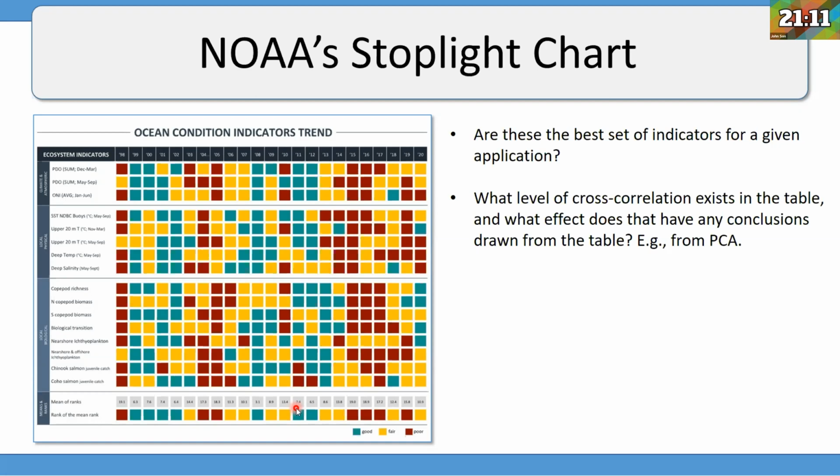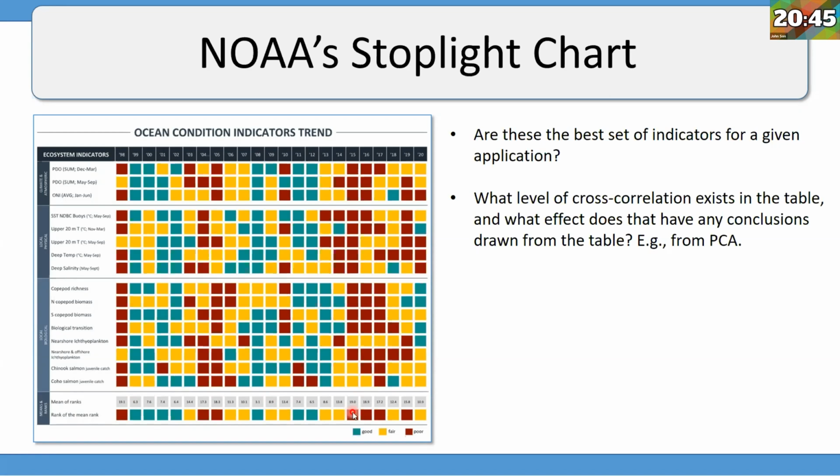If you've dealt with indicator data or ocean data at all, you know that pretty much everything in the ocean is correlated to some extent with everything else. And so, if we include a bunch of indicators that are very similar to each other, highly correlated with each other, and then one of the things we do here is at the bottom, we just look at the mean rank of these different years.